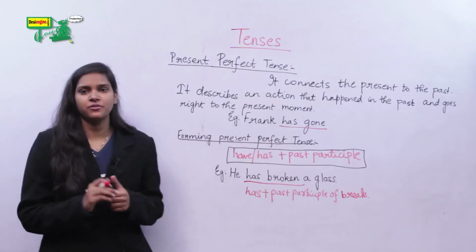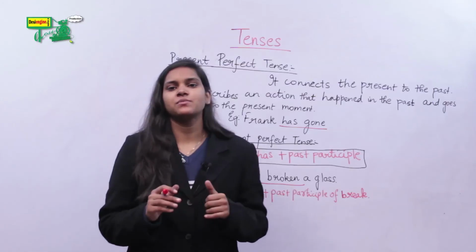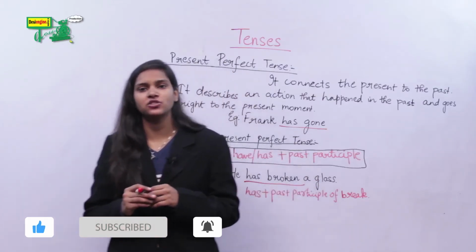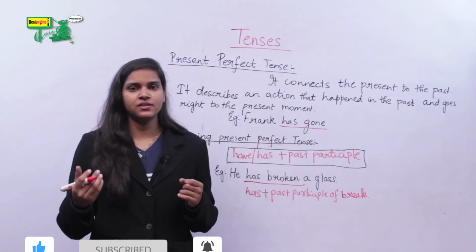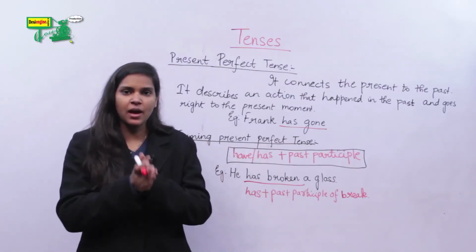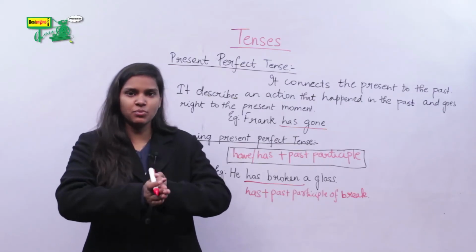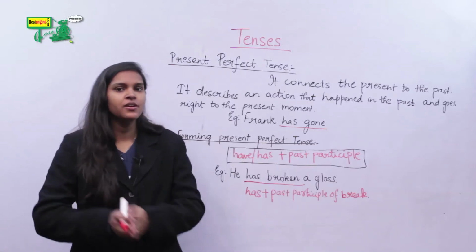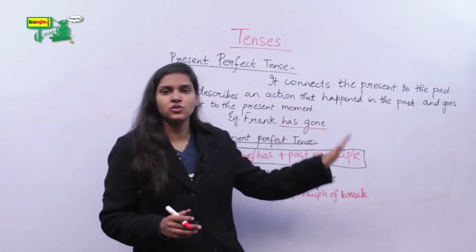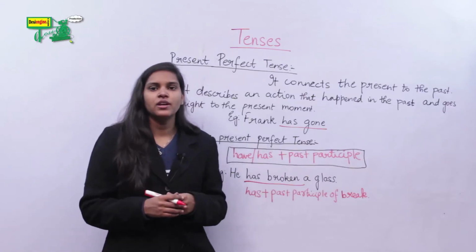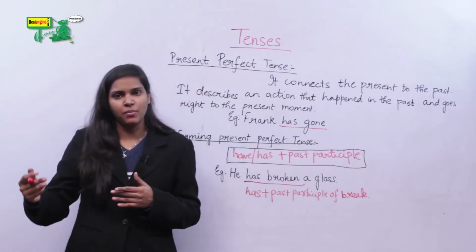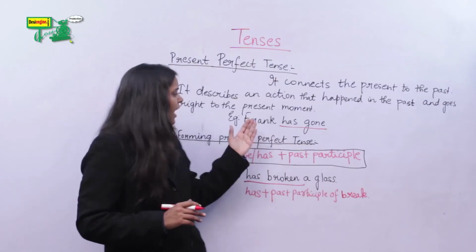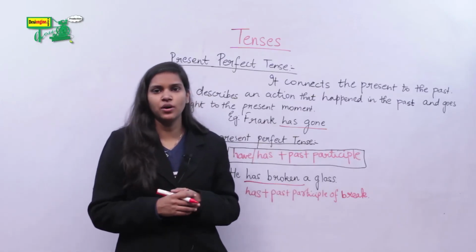Let's talk about present perfect tense. The job of a present perfect tense is to join past with the present. That is, it talks about an action that probably started in the past. The time is not specified, but it is ending at the present. That is, it is not continued in future like the present continuous tense. For example, Frank has gone. When I say Frank has gone, it denotes that Frank probably died in the past and is no longer with us. Therefore, has gone is a present perfect tense verb.